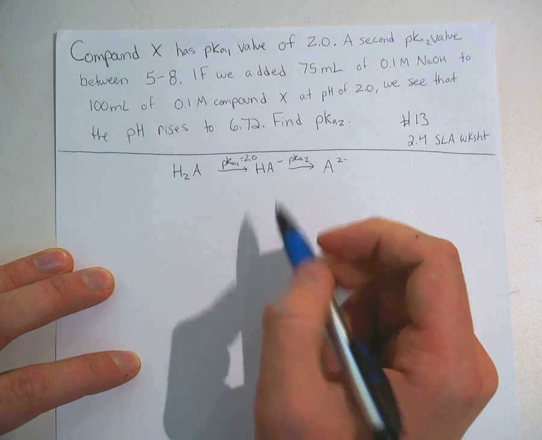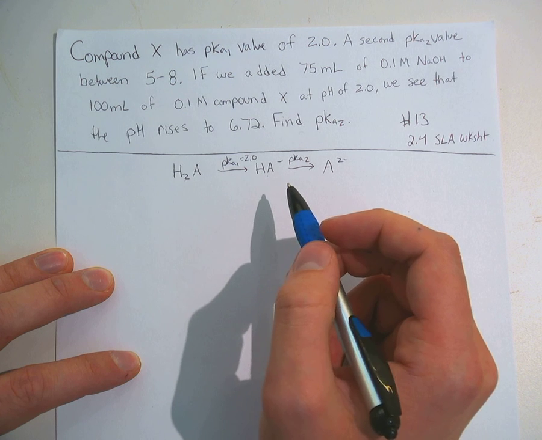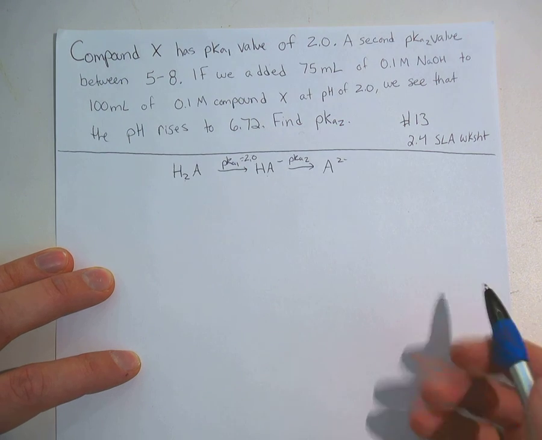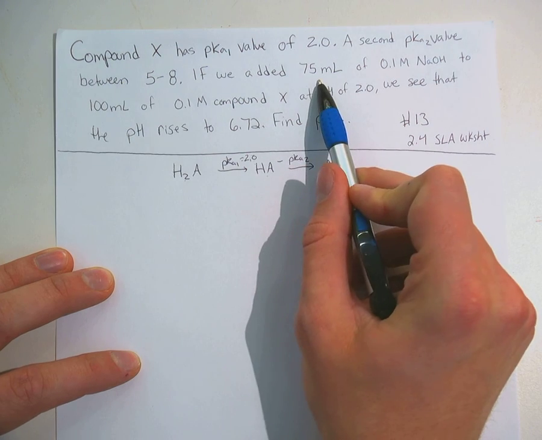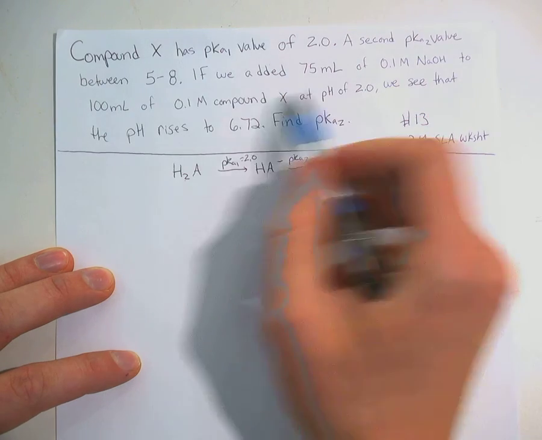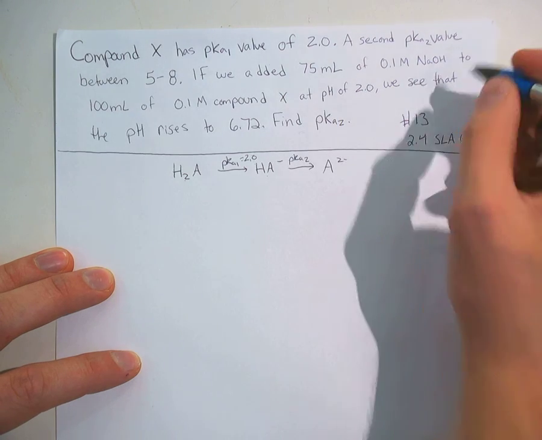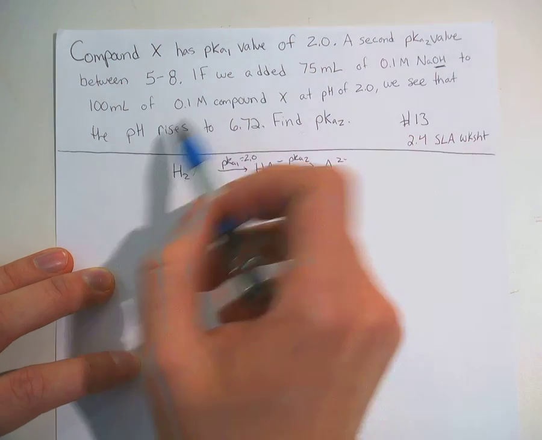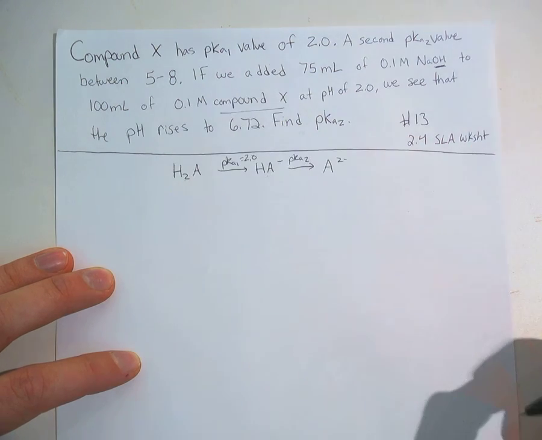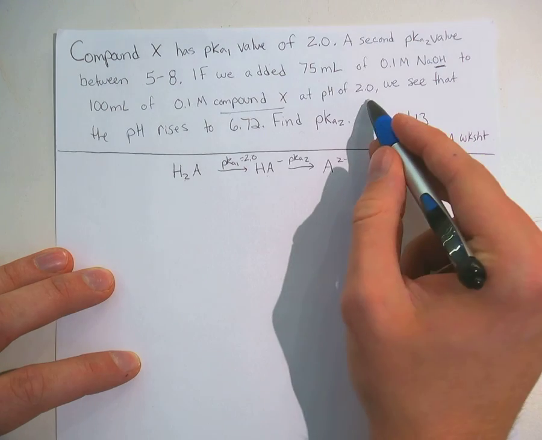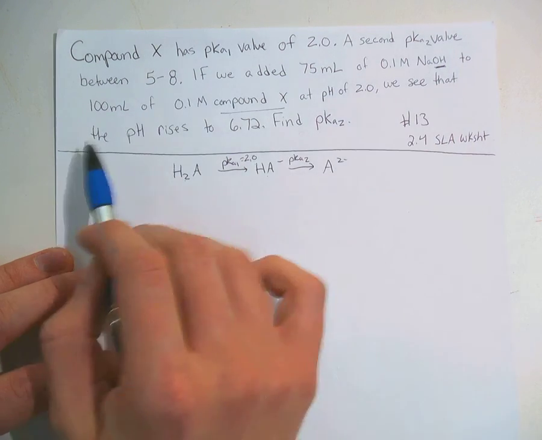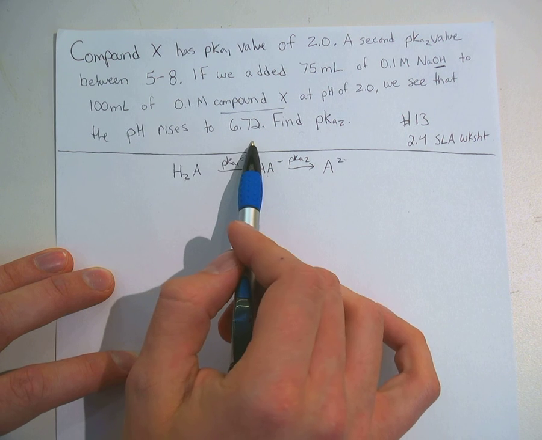And now I'm going to find what information I have. So it tells me I'm adding 75 milliliters of, I don't care about the concentration right now, a base. I got an OH there, so it's a strong base. I'm going to be adding that to some compound X. And before I've added it, it tells me the pH is 2.0. And we see that as I add it, the pH rises to 6.72.